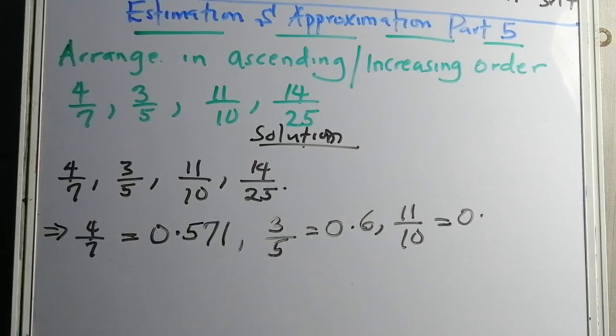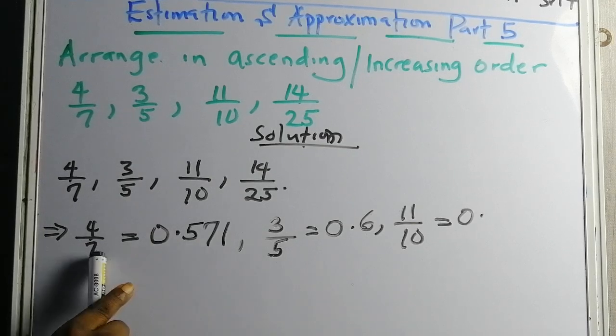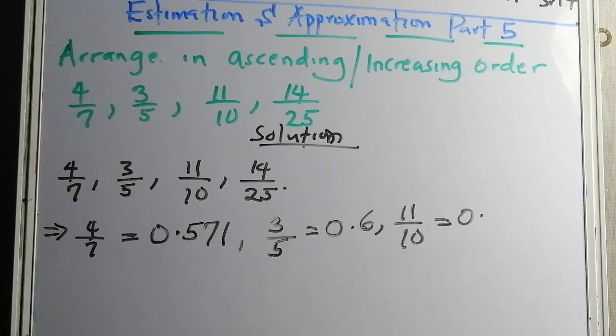But 7 cannot go in 5. Impossible. Add 0 to 5. That is 50 without using calculator. So 7 in 50, that will give us 7 times 7 is what? 49. It will remain 1. Okay? 7 cannot go in 1.